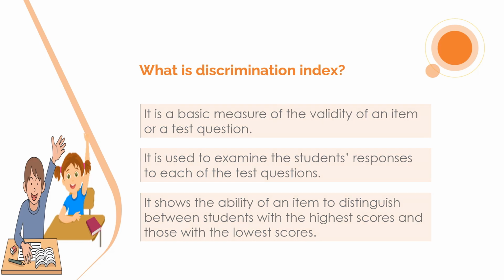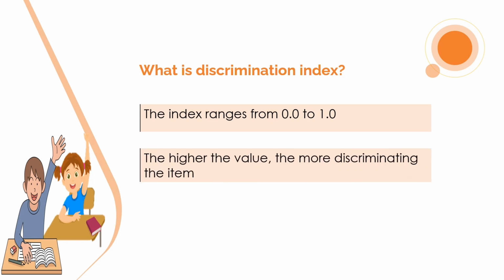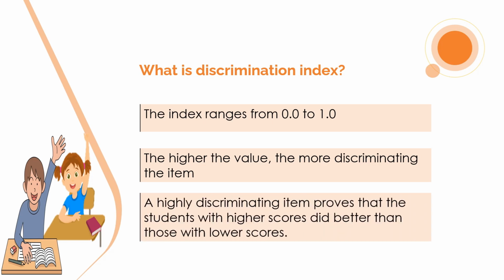The range of the discrimination index is from 0.0 to 1.0. The higher the value, the more discriminating the item. A highly discriminating item proves that the students with higher scores did better than those with lower scores.